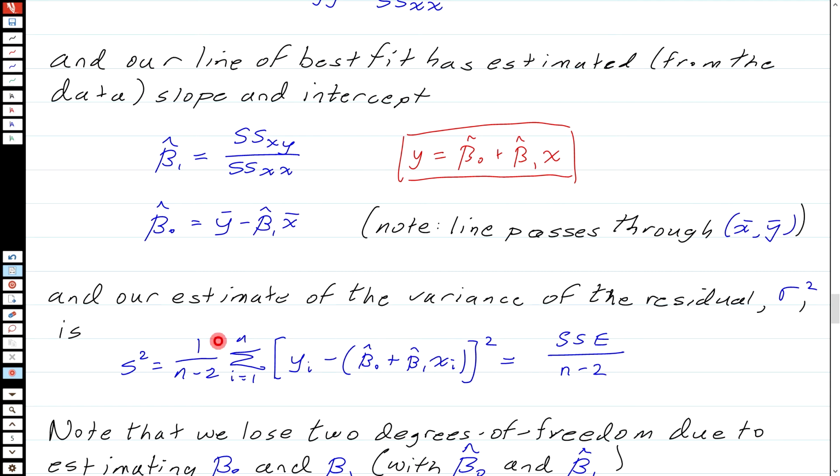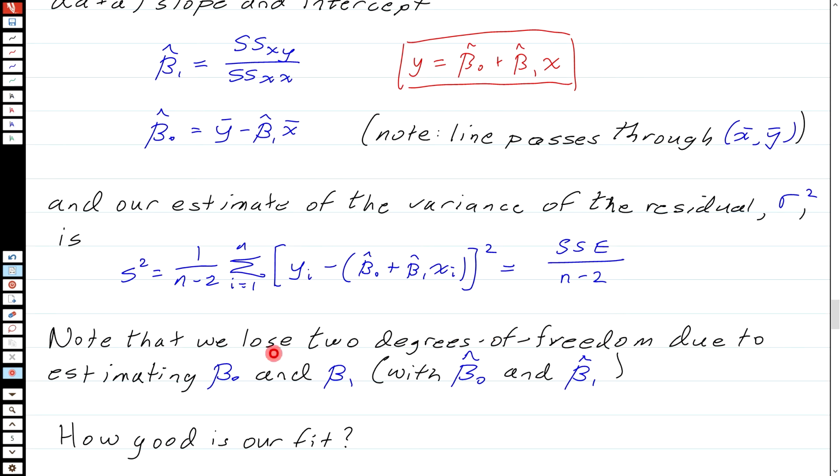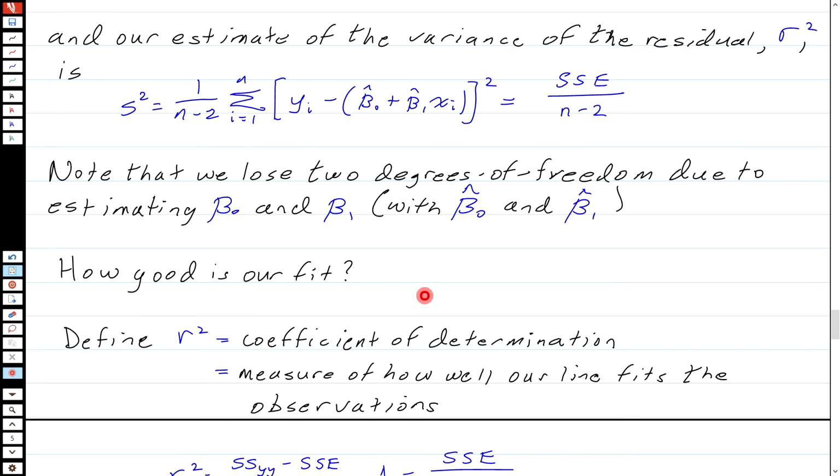Another way of writing this s squared is SSE divided by n minus 2, because this sum here is just SSE. So we lose 2 degrees of freedom due to estimating beta naught and beta 1. Okay, so this thing here, when we standardize it, is going to be chi-squared distributed. The next question is how good is our fit to the data, to our observations?